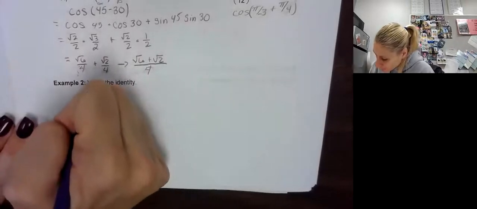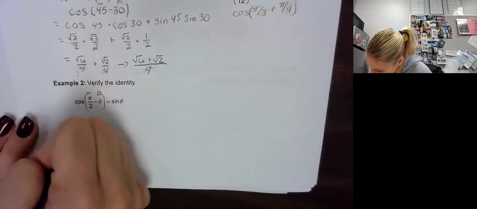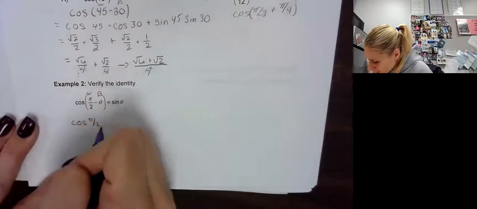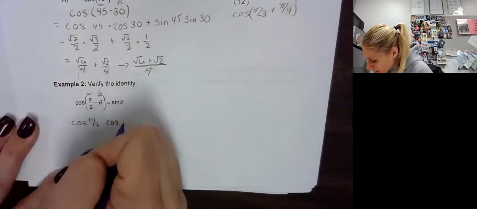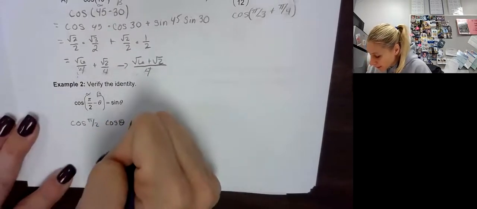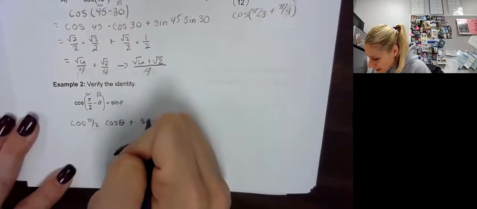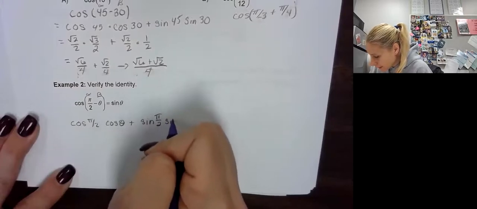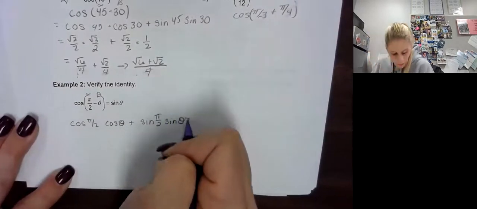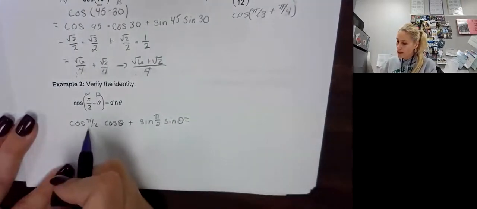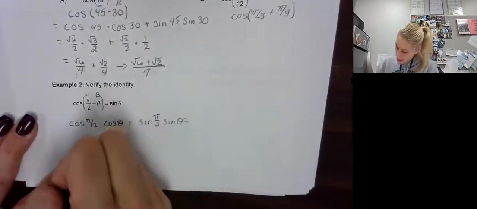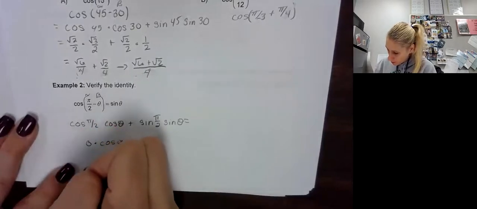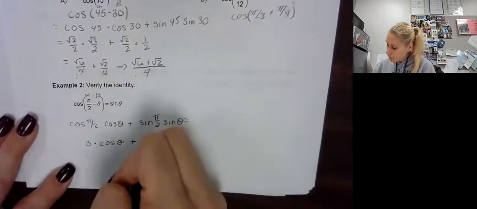So this is our alpha, this is our beta. So we have cosine of pi over 2 times cosine of theta. Now we're going to add, because remember opposite, sine of pi over 2 times sine of theta. Okay, there's our difference. Now cosine of pi over 2 is 0 times cosine of theta, because we don't know what theta is, plus sine pi over 2 is 1.